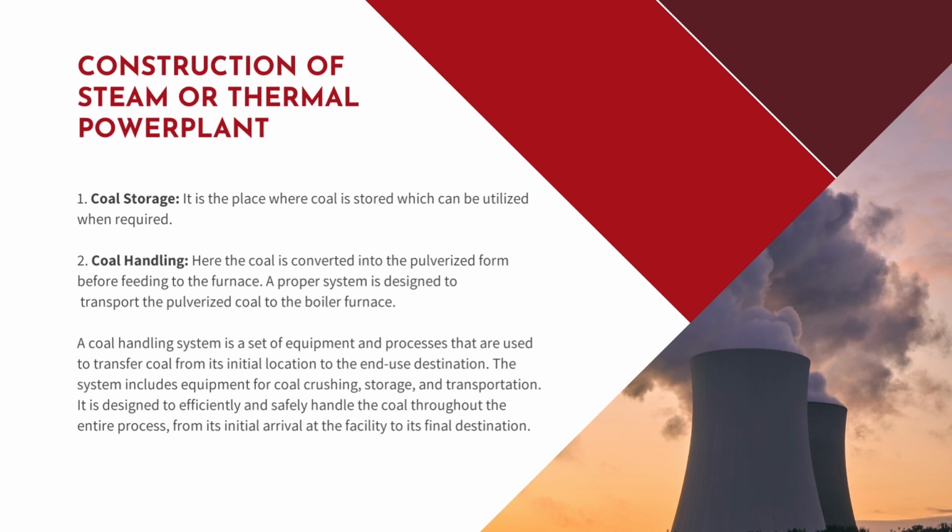The coal handling system is a set of equipment and processes that are used to transfer coal from its initial location to the end use destination. The system includes equipment for coal crushing, storage and transportation. It is designed to efficiently and safely handle the coal throughout the entire process, from its initial arrival at the facility to its final destination.